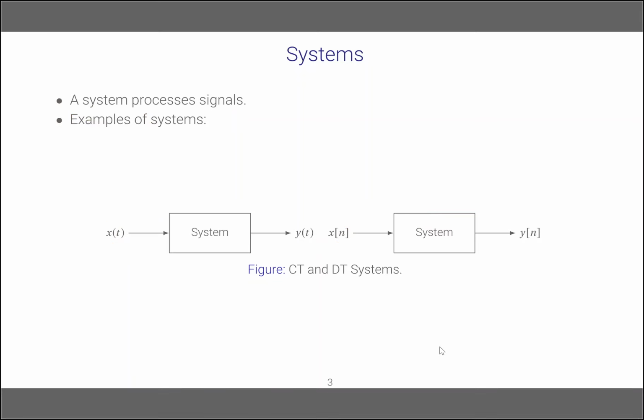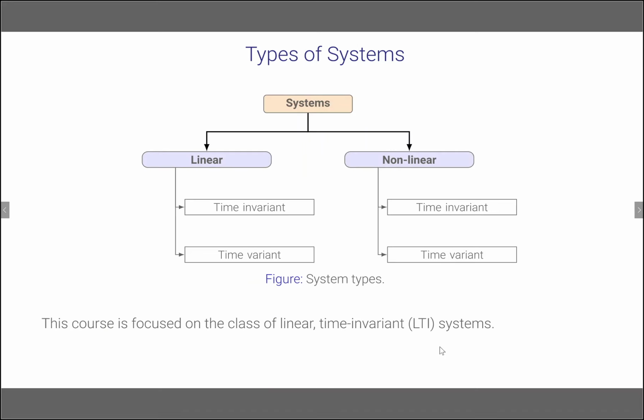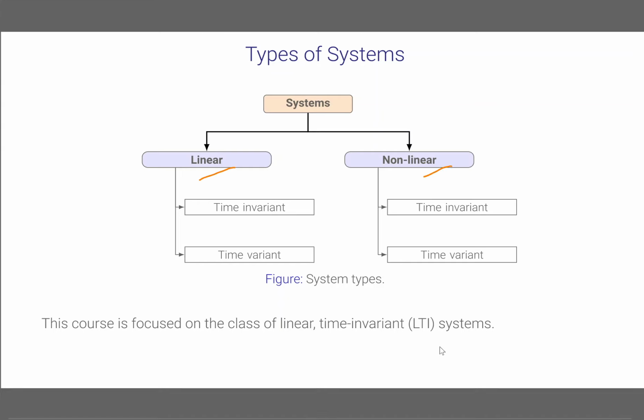We can take many examples of systems: dynamics of an aircraft, an algorithm for analyzing financial and economic factors to predict bond prices, an algorithm for post-flight analysis of a space launch, an edge detection algorithm for medical images, and so on. So when we try to categorize these systems, we have linear systems and nonlinear systems. Also under linear systems, we have time invariant and time variant. Under the nonlinear systems also, we have the same two subcategories.